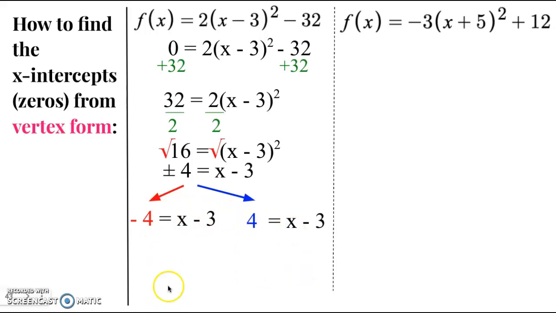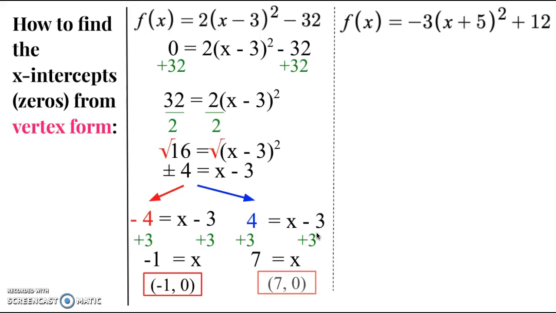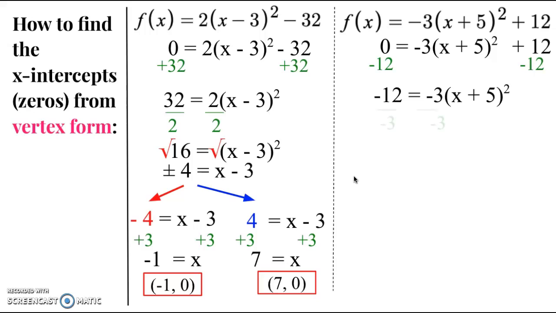So we'll start with this one. We're trying to get x by itself, so I'm going to undo this operation and add 3 to both sides. And that gives me negative 1 is equal to x. And then I write that as a point. And then on this side, we do the same thing. Plus 3 on both sides, and we get our point. And again, you can check that on Desmos to make sure. We're not going to go through this whole one, but I will put the answer up so that you can see it. Works the exact same way.